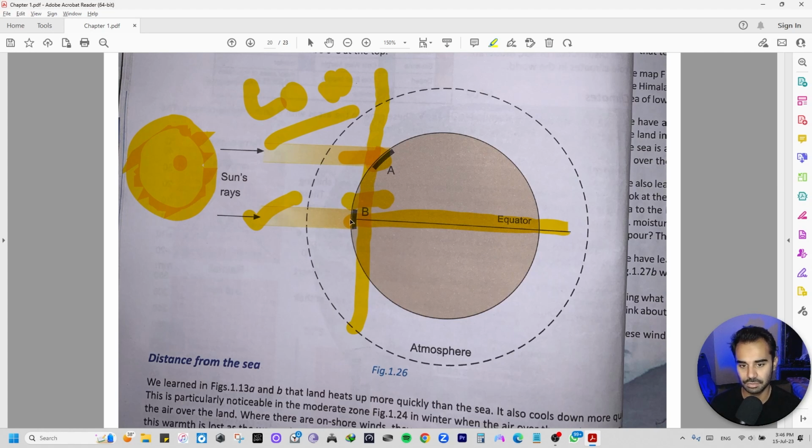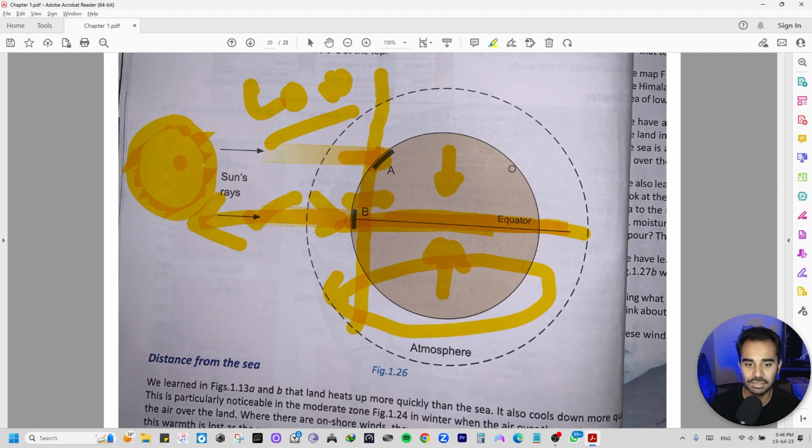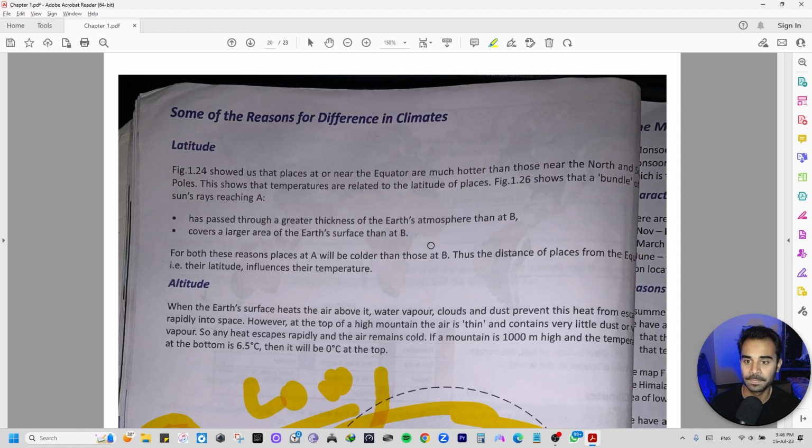Because B is near to the sun, if we take this entire distance from the sun, it seems to be a little bit nearer as compared to A. A is a little bit far away from the sun and B is a little bit nearer to the sun. So that's why the places which are near the line of the equator tend to be warmer as compared to the southern hemisphere and the northern hemisphere. So this is something technical that you guys need to understand over here.